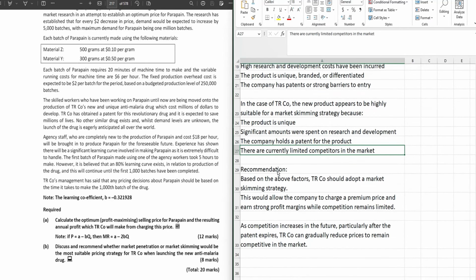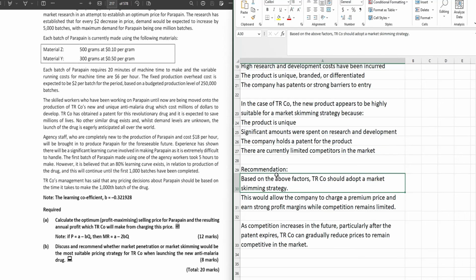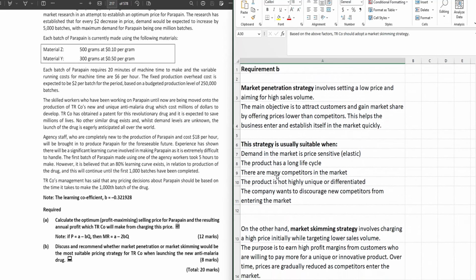So based on the above factors, TR company should adopt the market skimming strategy, and this would allow the company to charge a premium price and earn a strong profit margin while competition remains limited. As competition increases in the future, the company can reduce the price to remain competitive in the market. So this is how you can approach part B, the discussion and recommendation part.